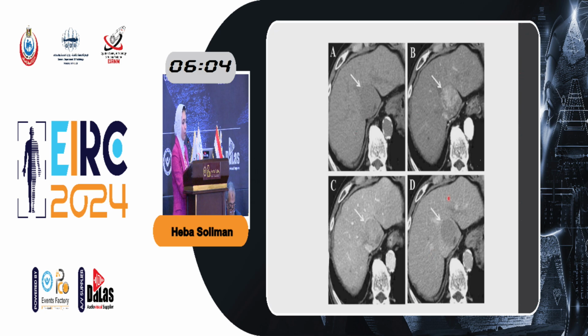This is a case of pediatric HCC with characteristic enhancement similar to the adult, with arterial hyperenhancement and washout in the venous or the delayed phases.